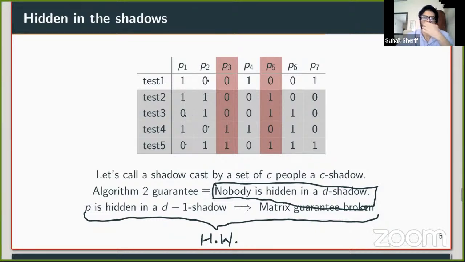I don't think that would be sufficient, because just because you're in a non-shadow of one person, you could still be in somebody else's shadow. So taking the OR of the non-shadows is not what we want to do. We want to take the OR of the shadows itself. Okay. Right?